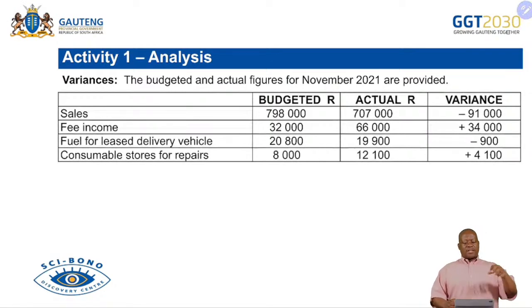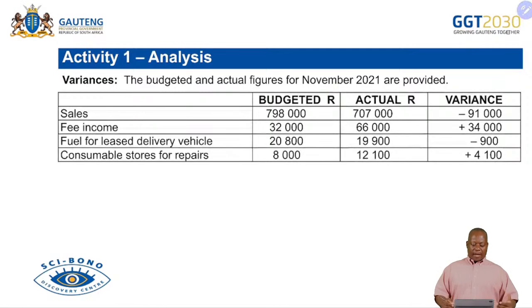Fuel on leased delivery vehicle. We had budgeted fuel for 20,800, but we are actually spending 19,900. Is that a good thing? Yes, we are spending less, which is good, but we'll look into other dynamics. And then consumable stores for repairs. We had budgeted 8,000.